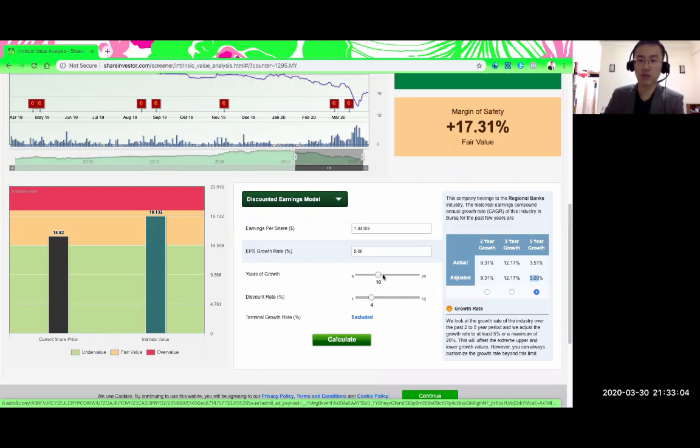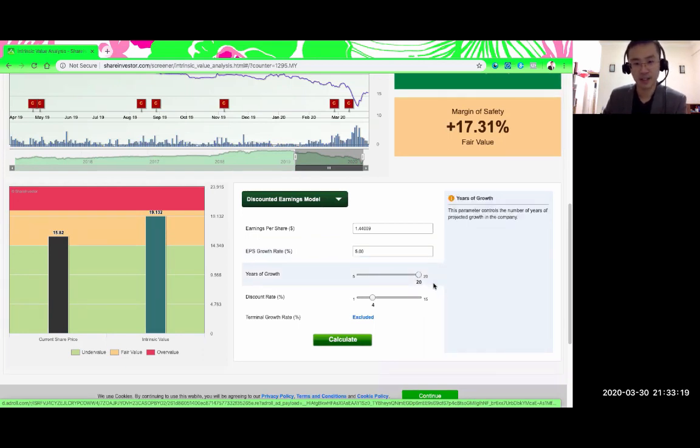So years of growth will tell you how long you forecast Public Bank will still remain in business. So 10 years, do you think that is too short? I think Public Bank is likely to be here for at least 10 years. So let's put 20 years. Let's assume Public Bank can only survive for the next 20 years, so you forecast growth for 20 years.